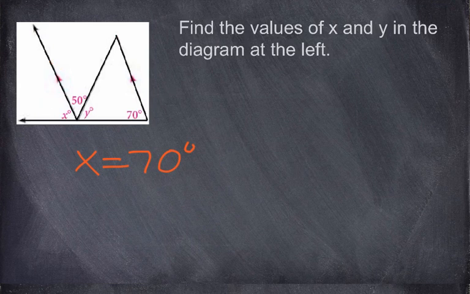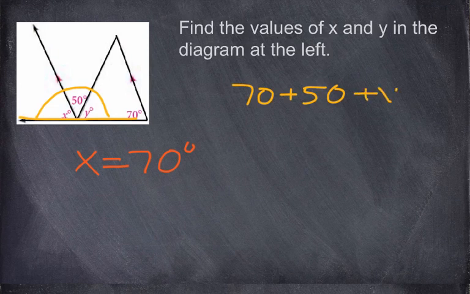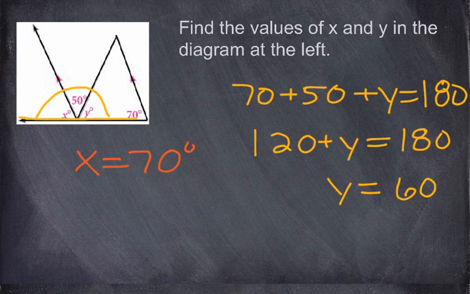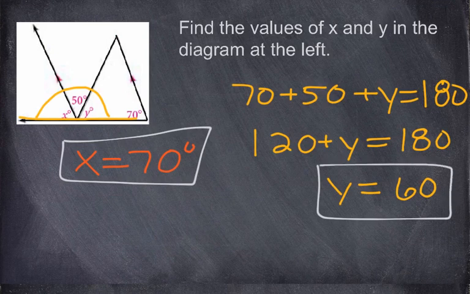Well, all three of these angles right here create this one line. And one line is 180 degrees. So we know now that x, which is 70, plus the 50, plus y has to equal 180 degrees because it makes a straight line. So now we combine them. So it's 120 plus y is equal to 180. And now we need to get y by itself, so we're going to subtract 120 from both sides, leaving us with 60. So there you go. We have x is equal to 70, y is equal to 60.